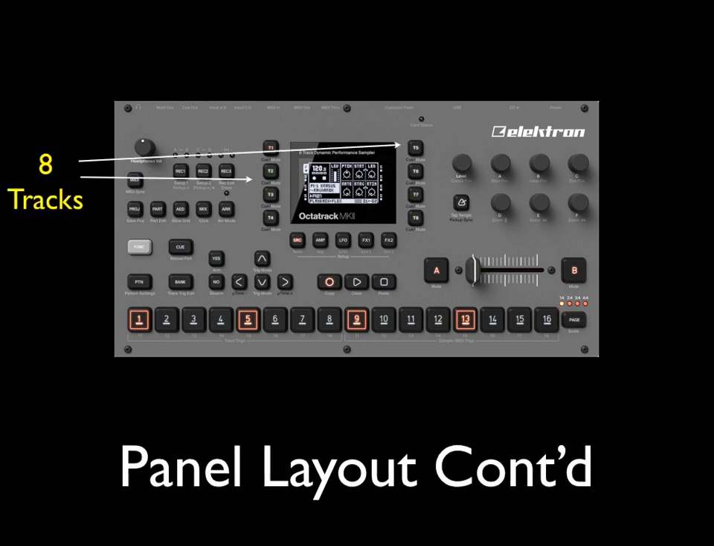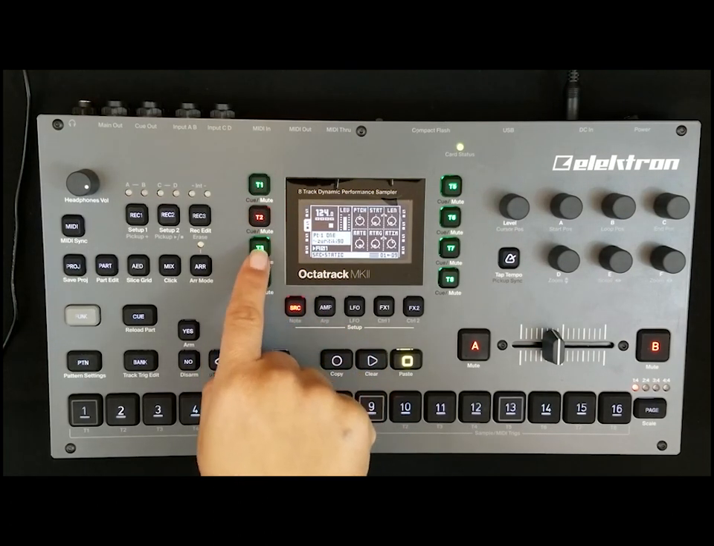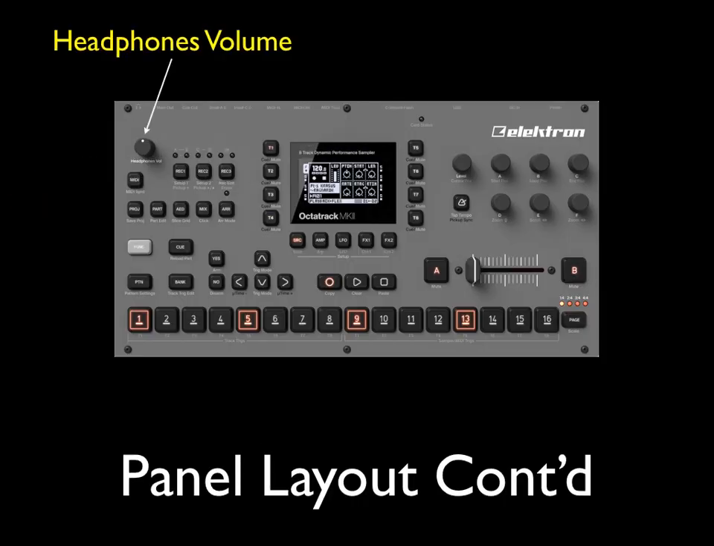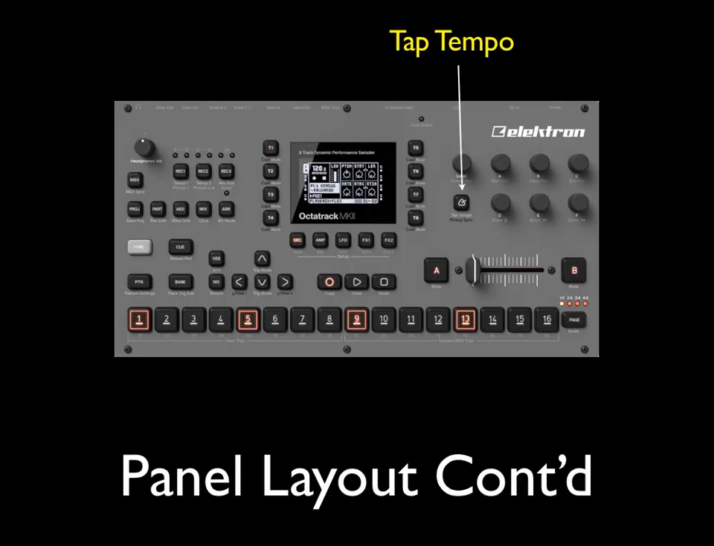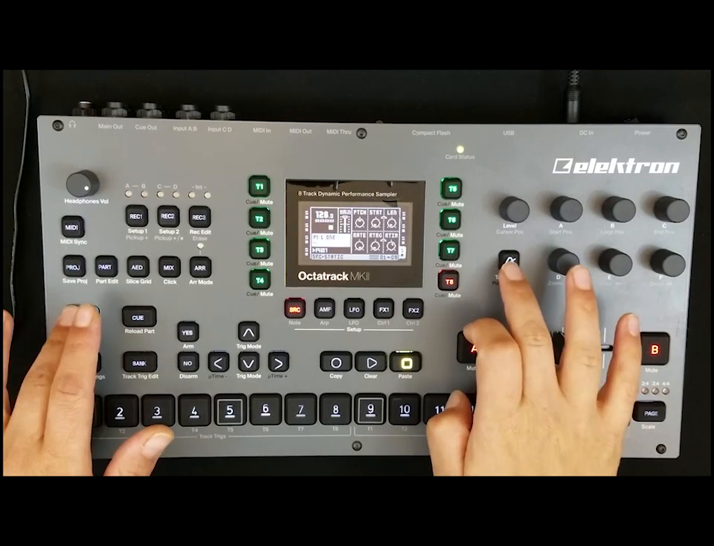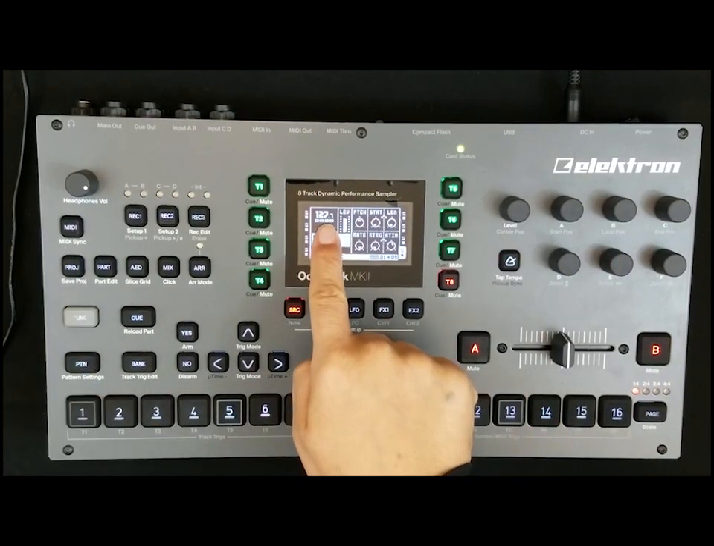The Octatrack has 8 tracks located here. They can either be audio or MIDI depending on if MIDI mode is active, and they act independently of one another. You can select any of the 8 tracks by pressing the corresponding key, which will be indicated by a lit red LED. This is the headphones volume control. And this is the tap tempo. You can set the tempo manually by pressing the key and turning the level knob, or by tapping a tempo. After 4 consecutive taps, the average tempo of the taps is set.